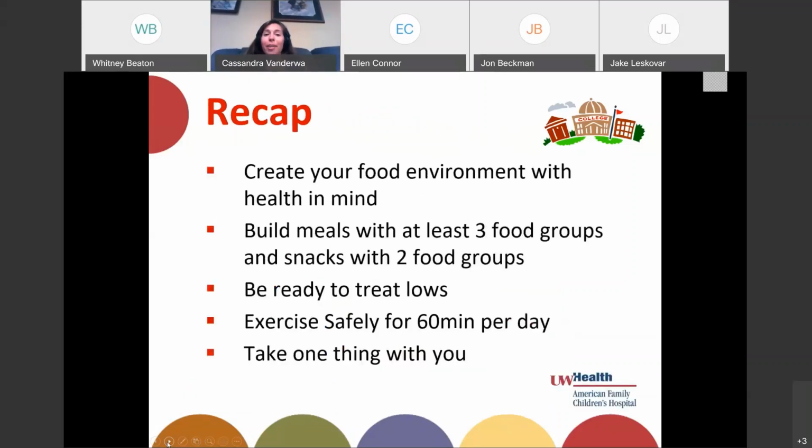So recap here. Create your own food environment with this transition and with health in mind and healthy eating in mind, however you define that. I encourage you to build your meals, kind of following the My Plate with 3 food groups and snacks that have 2 food groups to make sure that they're sustainable to you. Be ready and prepared to treat lows and prevent those lows.